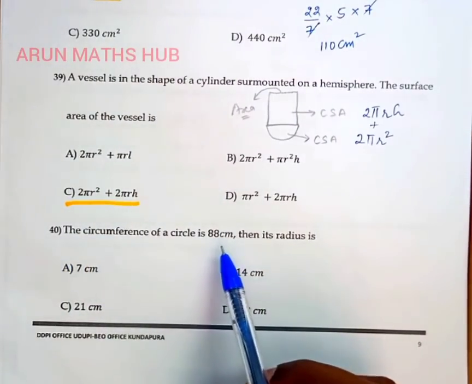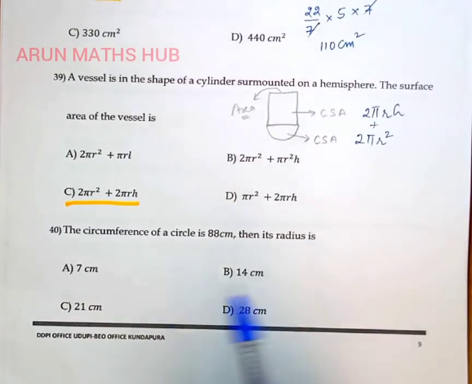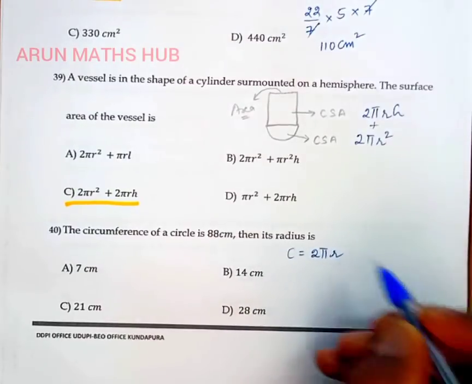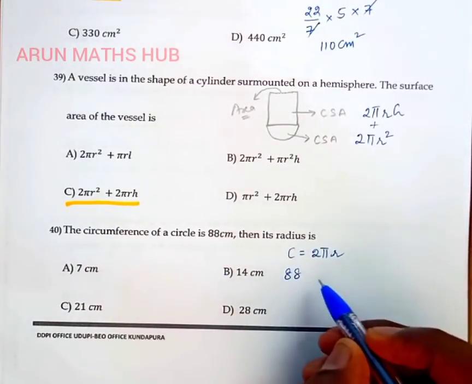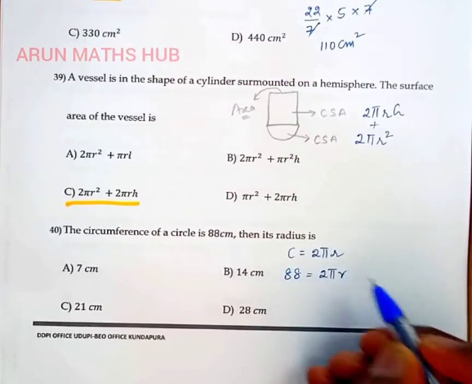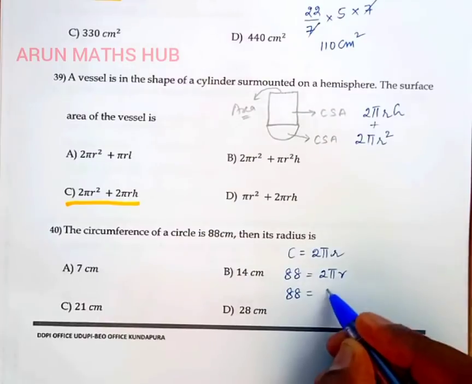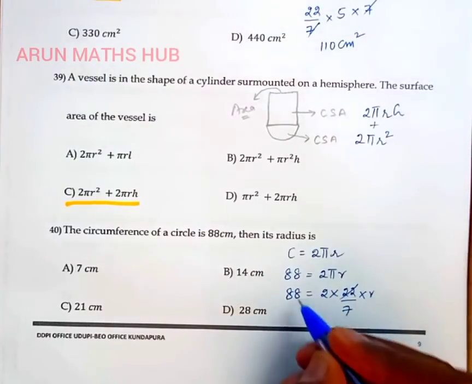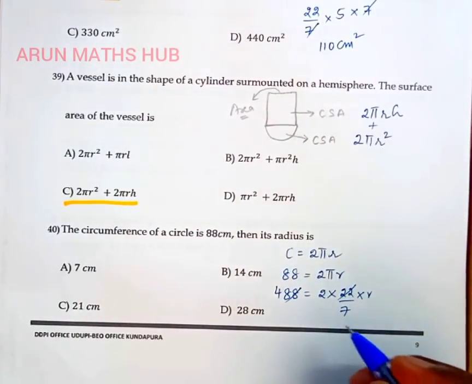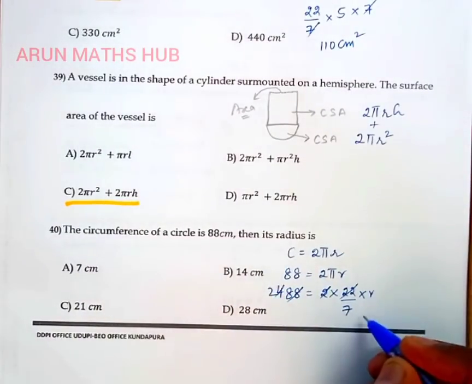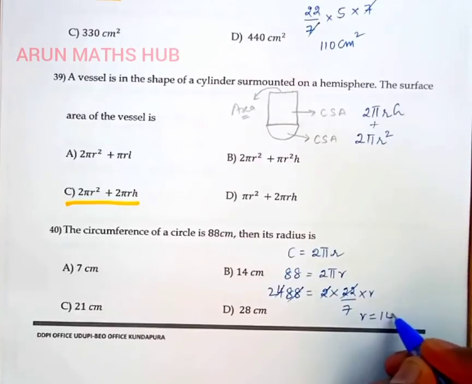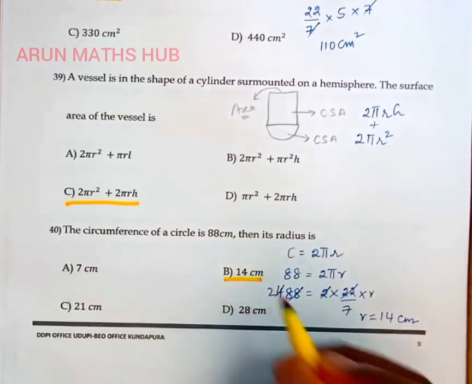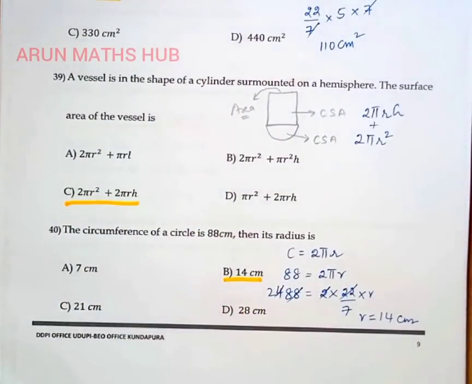Question number 40. The circumference of a circle is 88 centimeter, then its radius is given by. The circumference equals 88, which is equal to 2 pi r. Now 88 equals 2 into 22 by 7 into r. 22 ones are 22, 4s are 88, therefore r equals 7 into 2, that is 14 centimeter. The radius of the circle is equal to 14 centimeter. Therefore the correct answer is option B, 14 centimeter.